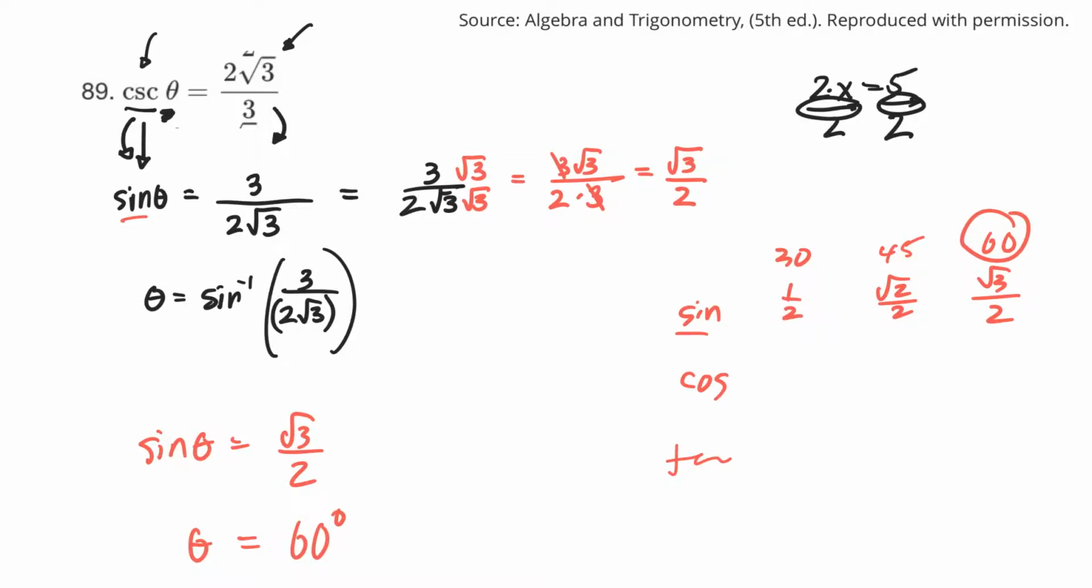Let me just try that on my calculator too. So I do the arc sine, that's that one, arc sine of 3 divided by, in brackets, 2 root 3. 2 square root 3. Yeah, I think that's it. Bang on, 60 degrees. So right at this point here, my calculator gave me 60 degrees.